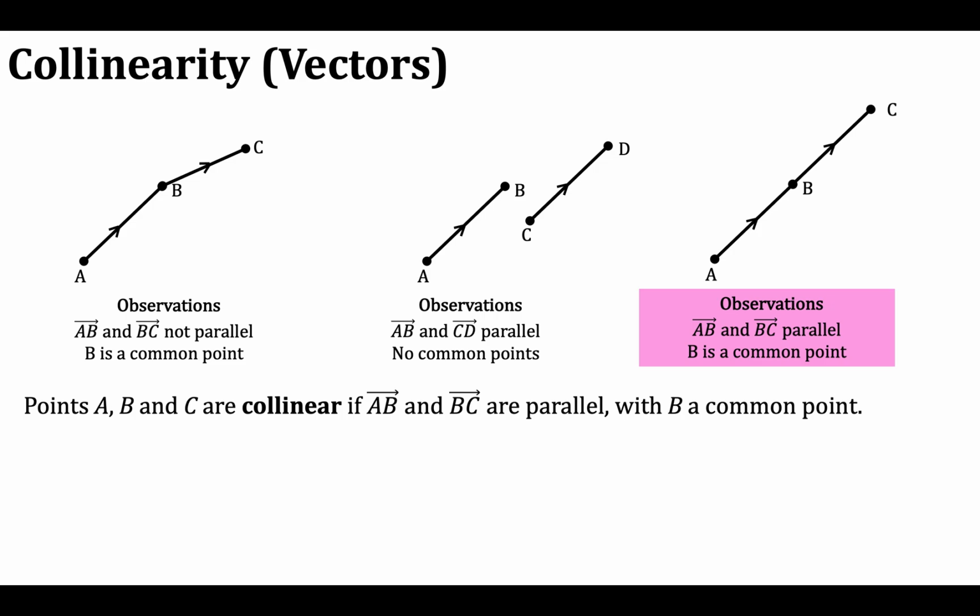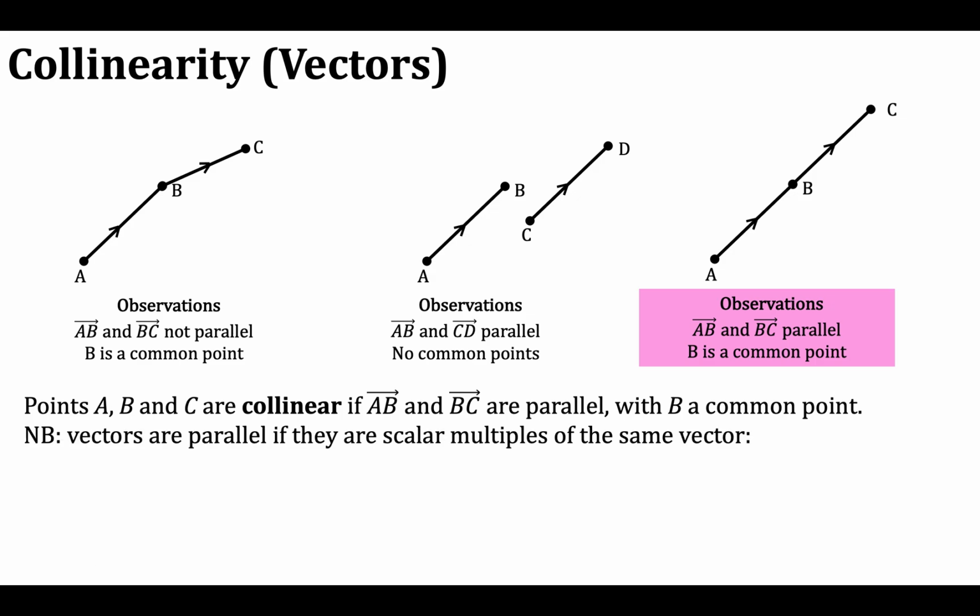So points A, B and C are collinear if vectors AB and BC are parallel with B a common point. Okay, so it could be that A or C is your common point, that's absolutely fine, but just for this one I've made it B being the common point. Now, vectors are parallel if they are scalar multiples of the same vector, and we talked about this a few lessons ago, but I'll just clarify what that means just now as well.